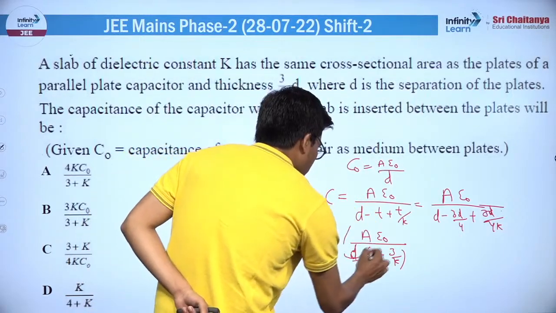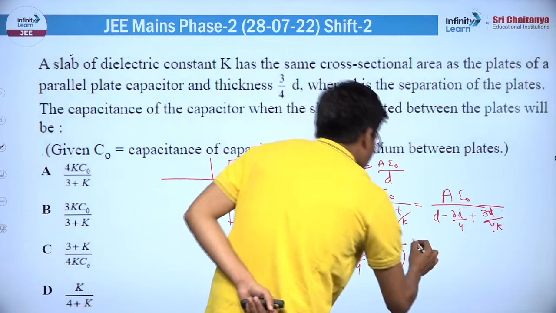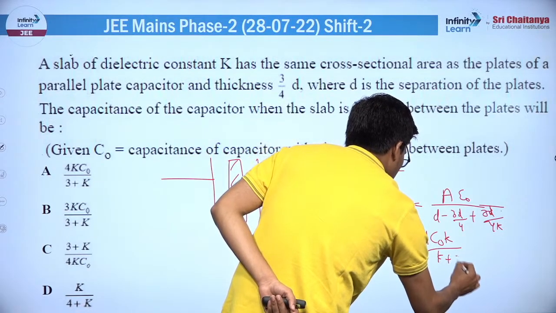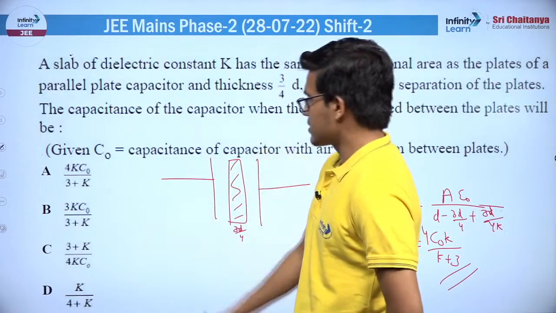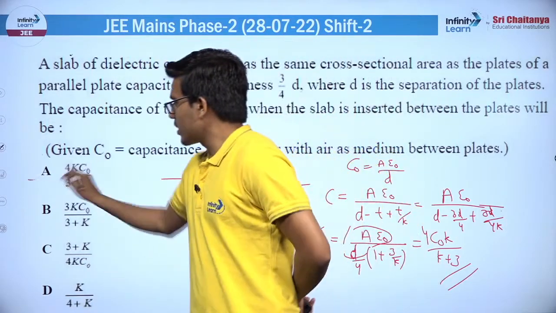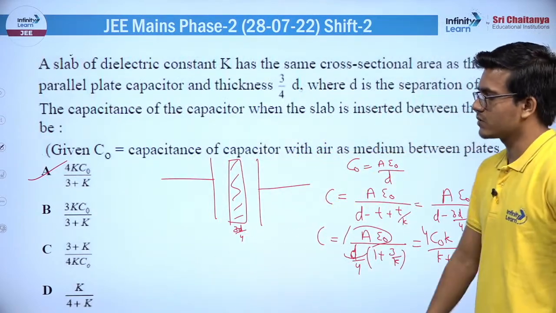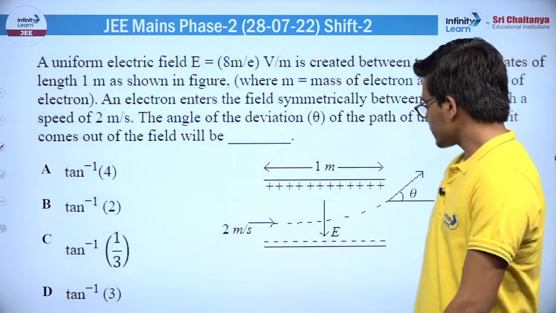And A epsilon naught by D is already given in the question as C naught. So C naught into 4K divided by K plus 3 should be my final answer, that is given in option A. So A is right. Direct formula based question, I would say, such a simple question. Moving to the next question.